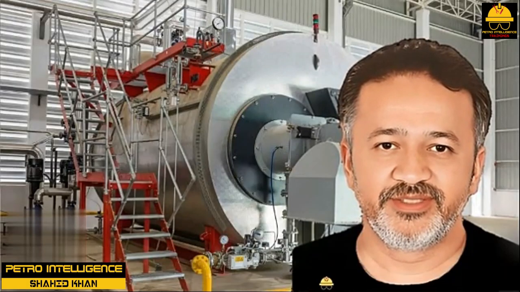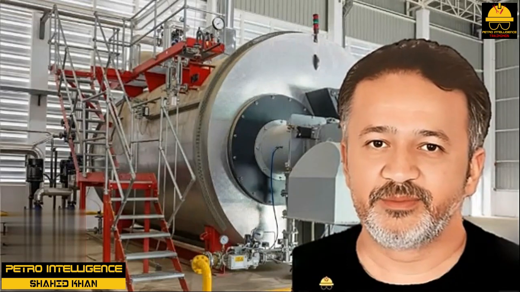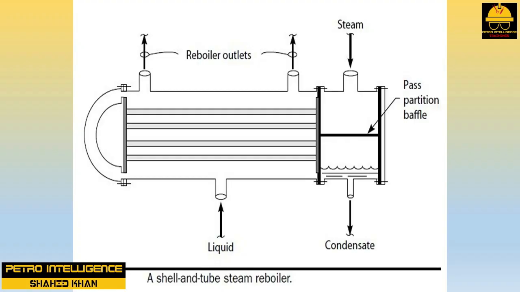steam reboilers. When considering the steam side of steam-heated reboilers, it is best to think about the reboiler as a steam condenser. The steam, at least for a conventional horizontal reboiler, is usually on the tube side of the exchanger, as shown in this picture. The steam is on the tube side because the shell side was selected for the process fluid.